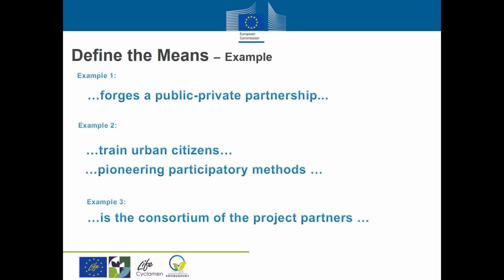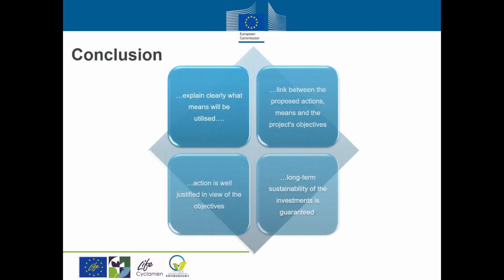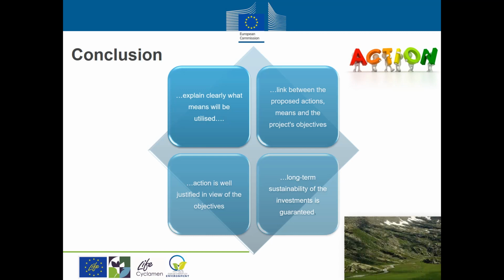To sum up, when defining the actions and means of your project, remember that you should explain clearly what means will be utilized during the project to reach the objectives indicated, and ensure that there is a clear link between the proposed actions, means, and the project's objectives. Also, in order to be eligible for funding, you should make sure that the need of the action is well justified in view of the objectives of the project and the long-term sustainability of the investments is guaranteed.